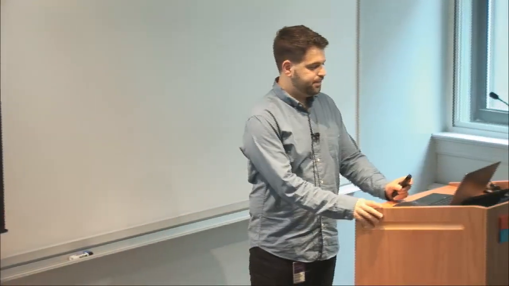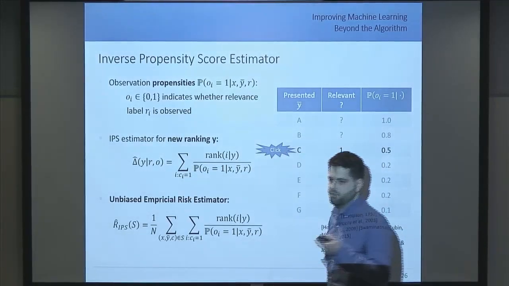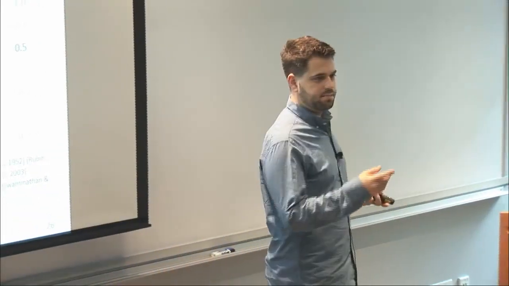And then again, we can use the IPS estimator to compute the loss of a new ranking, but we only sum over the clicked results here because of our user model, because of the assumption. That's where the assumption comes in.